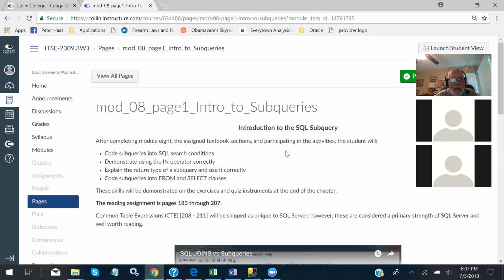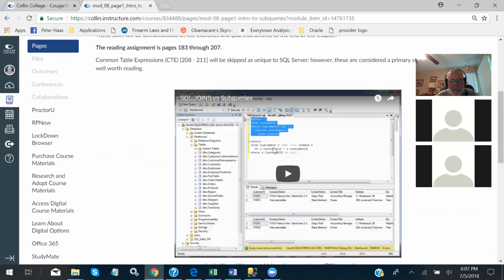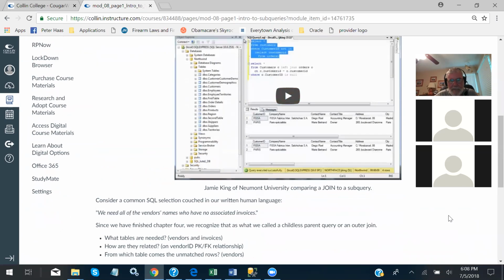Okay, subqueries. There's a pretty good one of Dr. King's lectures that lets you hear somebody besides me giving the lecture on it. Notice that if you look carefully right here, you'll see that Dr. King says from customers C left join orders O. So I would have written that from customers as C left outer join orders as O. But to each his own.